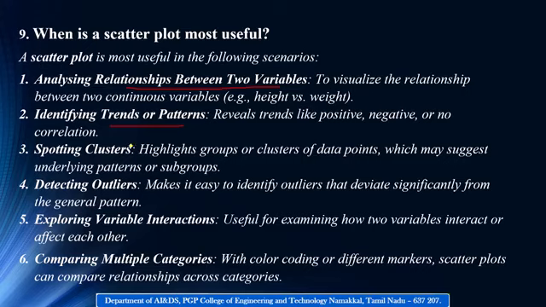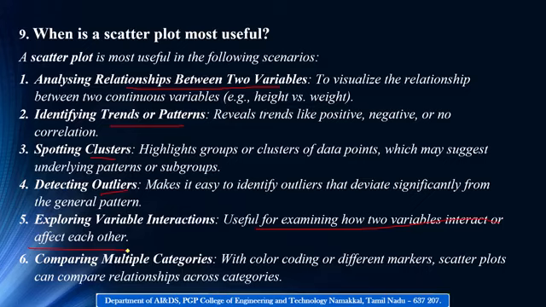Then the next one is plotting the clusters. I already told you, the groups where more data is available, you can find the clusters. Then detecting the outliers: the data which is not coming in either the minimum or the maximum, they are called the outliers. The outliers we can find here. Exploring the variable interaction means it is useful for examining how two variables interact or affect each other. How x is affecting y, or how y is affecting x. These values also you can see by using a scatter plot.